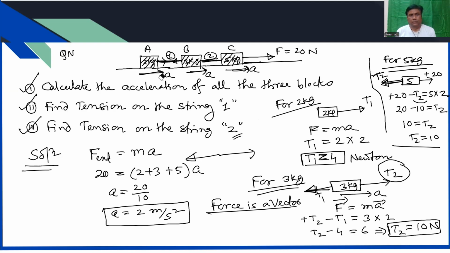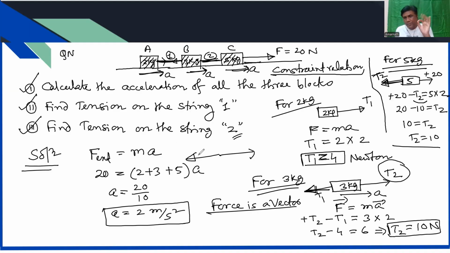So why is the acceleration equal for all the masses? Again, that is a very good question. Actually, that is called a constraint relation. Constraint means compulsion. In most of the cases, you will find that the acceleration of all is the same only. You see how? I have already told you.